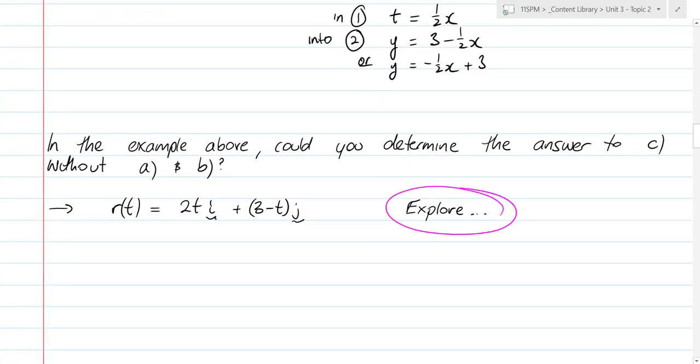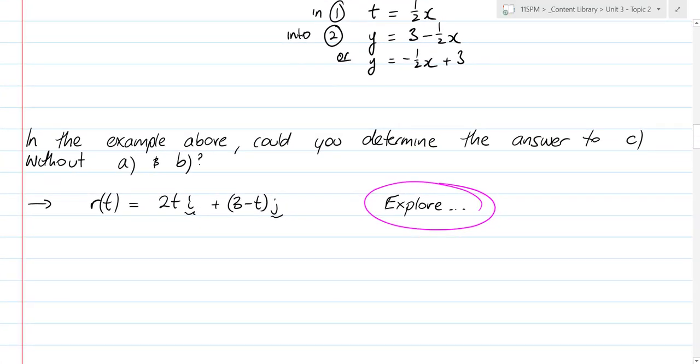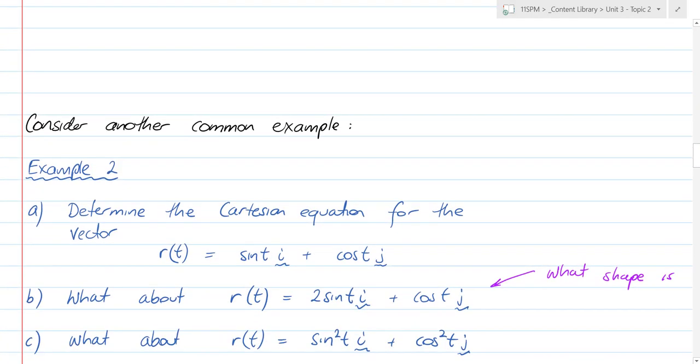I think that's what I said here. In the example above, could you determine the answer to C without A or B? Explore. We did it. I know what that is. Leave my smiley face alone.